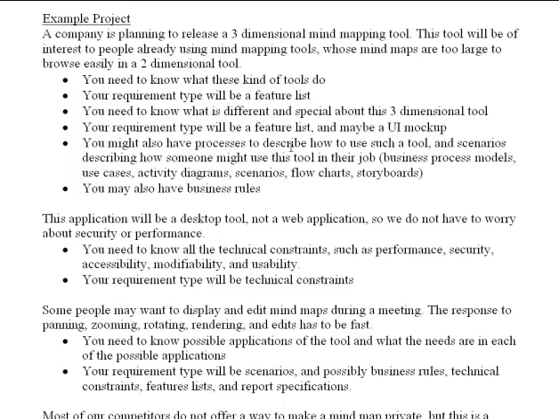So here's our example project. A company is planning to release a three-dimensional mind mapping tool. This tool will be of interest to people already using mind mapping tools whose mind maps are too large to browse easily in a two-dimensional tool. So what do you need to know? Well, this is a new product. Remember, we don't have one. So you need to know what these kinds of tools do. You would probably go look at two-dimensional mind mapping tools and see what they do. And your requirement type will be a feature list.